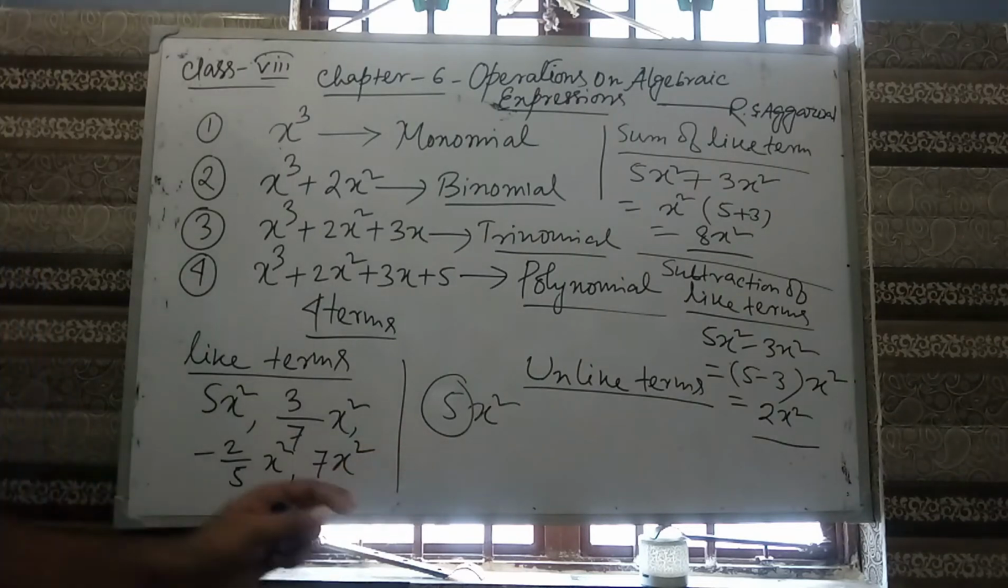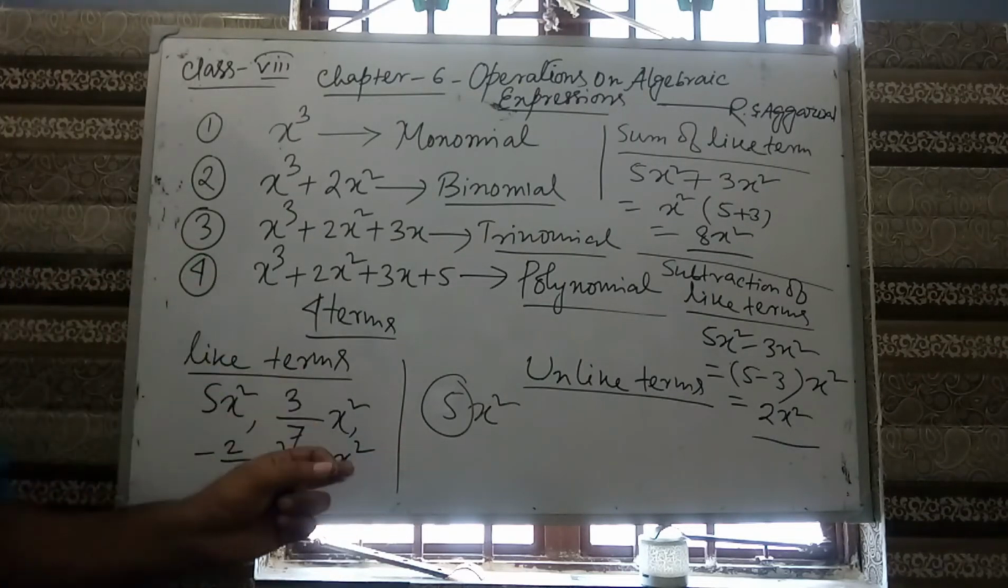This 5 is called the coefficient of x square.